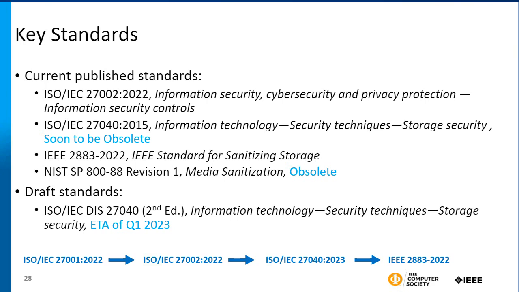And you see I've got 27040, the 2015 version, soon to be obsolete. Well, what do I mean by that? We've been doing a revision of 27040 for over 2.5 years, and we expect the new standard, which you see down here under draft standards, will be published in Q1 of 2023. I can say that with some level of confidence, as I am the ISO editor, and I'm actually working on the final draft international standard text, processing some comments from the recent ballot of the draft international standard.